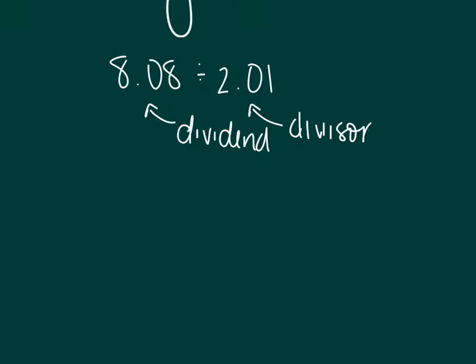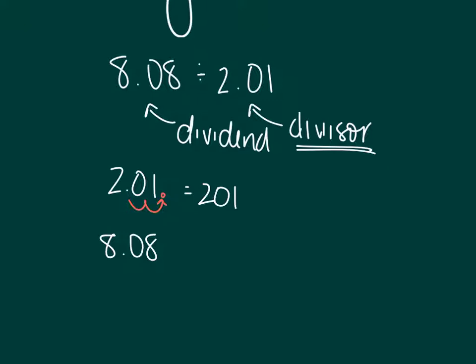So what I'm going to do, I can't have the divisor with the decimal, so I have to change it. So if I have 2.01, if I move 2 decimal places over, I end up with 201 and get rid of my decimal, but I can't just do that to just the divisor. Whatever I do to one, I have to do to the other. So I'm going to have 8 and 8 hundredths, and now when I move it 2 places, it's going to equal 808. So now my new problem is 808 divided by 201.